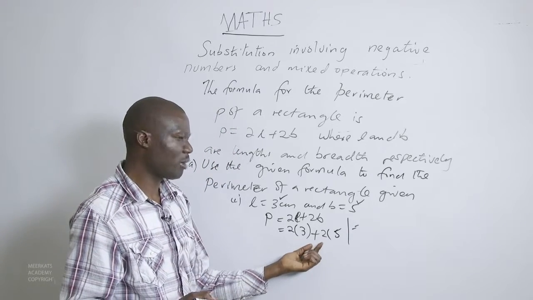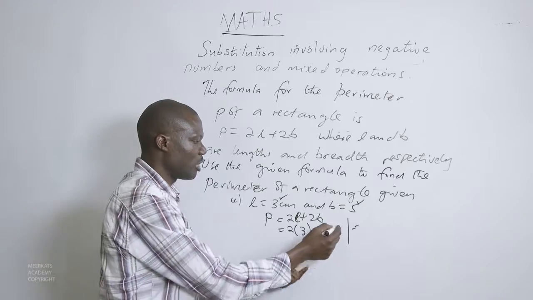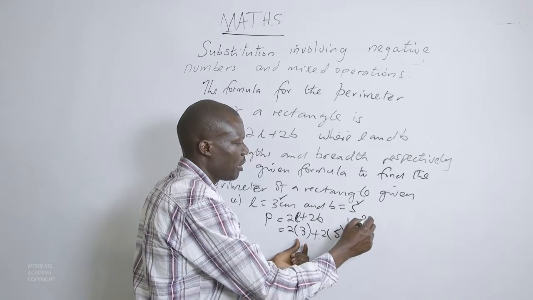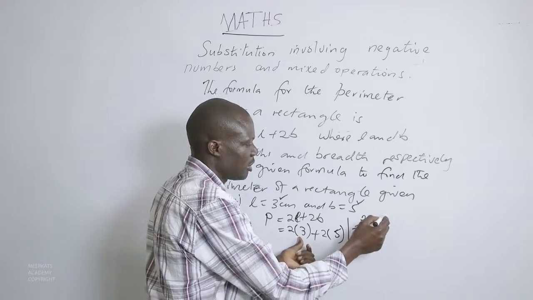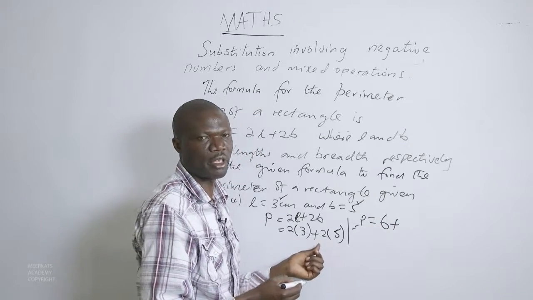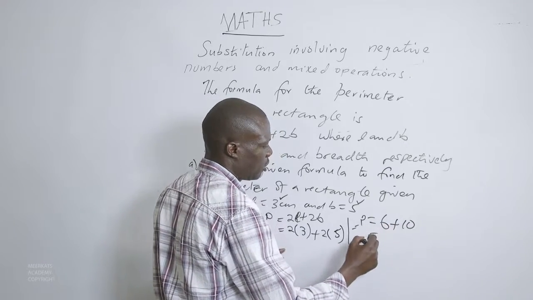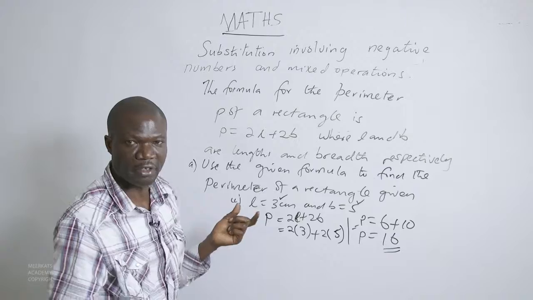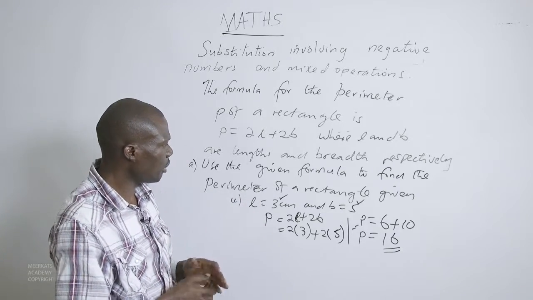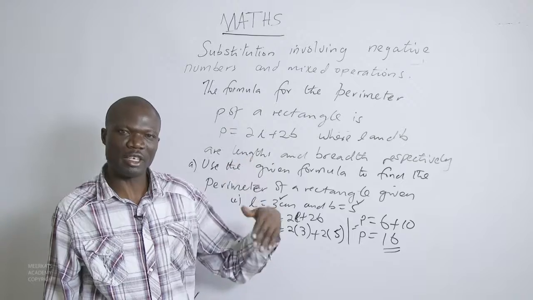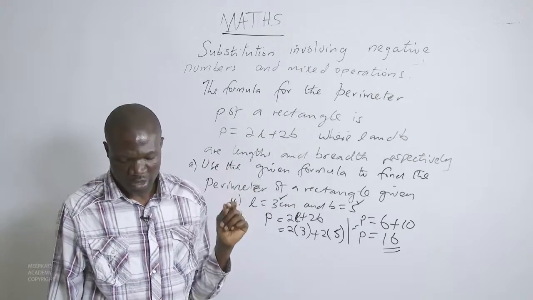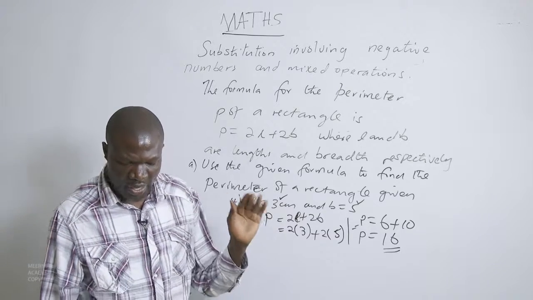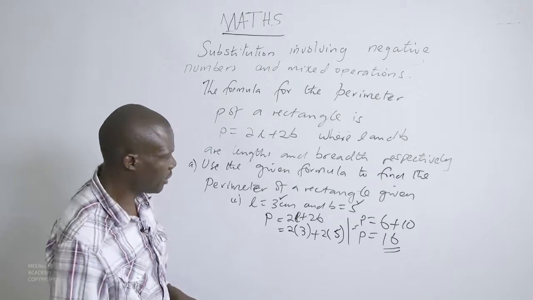If B is 5, then we can simply move ahead and substitute 2 times 3. So you find that our P, perimeter, is equal to 2 times 3, which is 6, plus 2 times 5, which is 10. So the perimeter is 16. Here we've only substituted, and you realize that all the substitution we are making here is positive. But supposing part 2 of this particular question is saying L is 7 and B is negative 8.